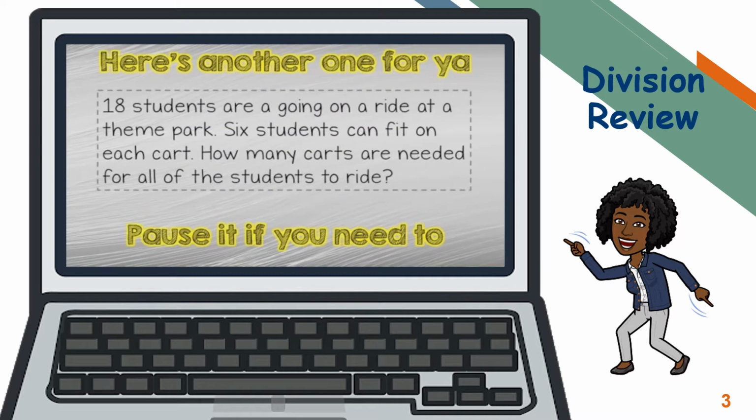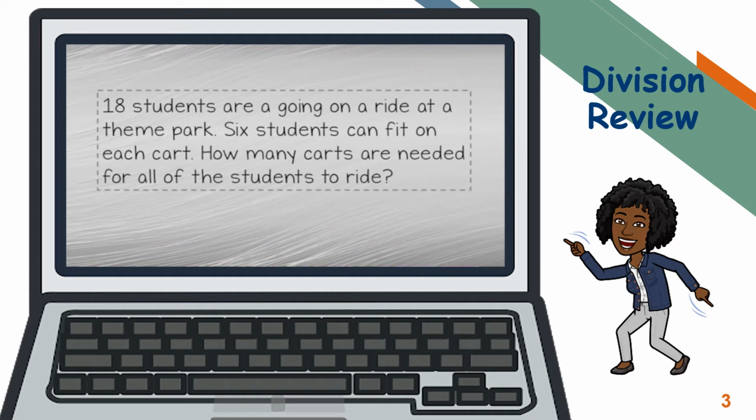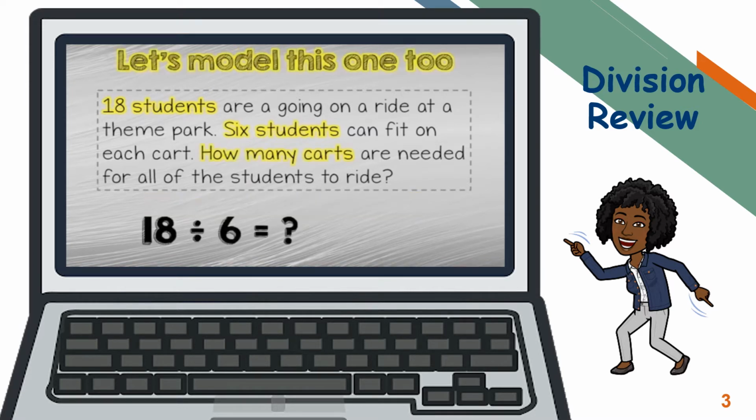Here's another one for ya, pause it if you need to. We know the total and the things in each group. So now how many groups? Let's model this one too. 6 in each, there's one group, but the total's 18. Another group of 6 is 12, right? Yeah, that's it. Then another makes 18.